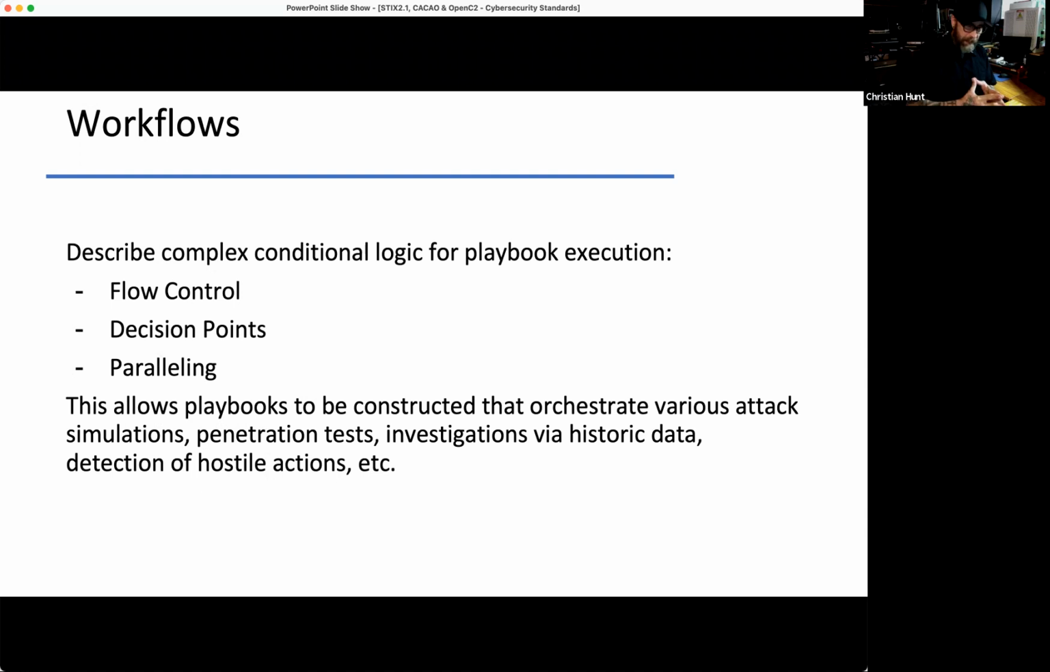Workflows allow you to take individual playbooks that represent specific tasks and connect them together using flow control and logic. Things like, if you see this condition, perform this playbook action, or if you see this other condition, this other playbook action. You can fire off tasks in parallel as well. Like if you want to push an IOC to multiple protection systems simultaneously, as opposed to serially. Next slide.